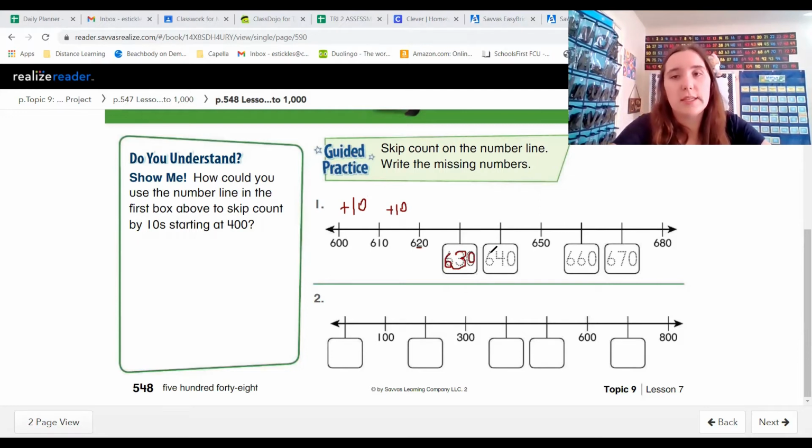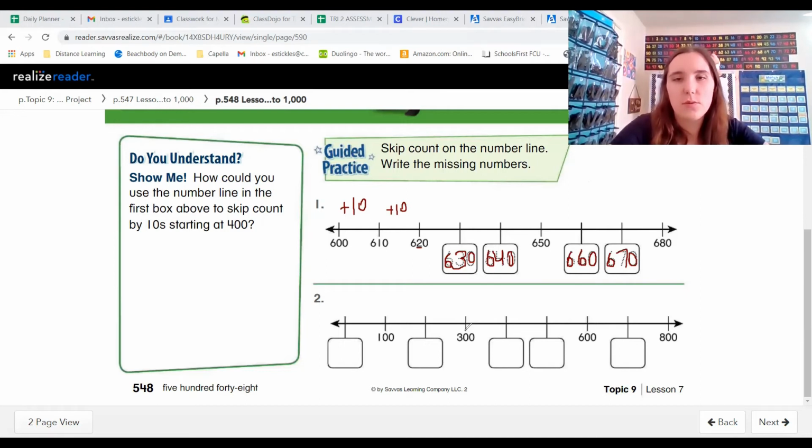Plus 10 more would be 640. And then our pattern continues, 650. Plus 10 more would be 660. Plus 10 more would be 670. And then we get all the way to the end at 680. Nice.